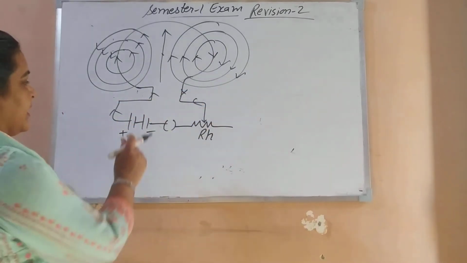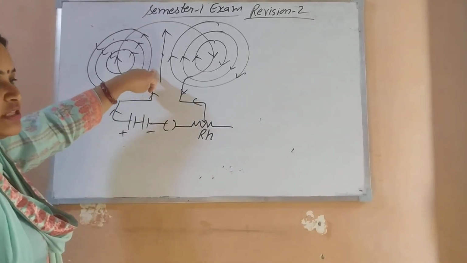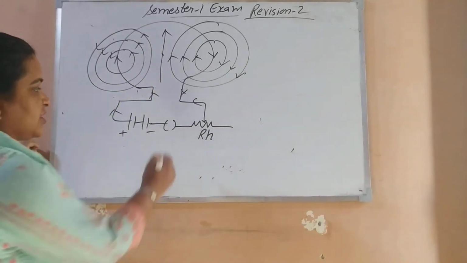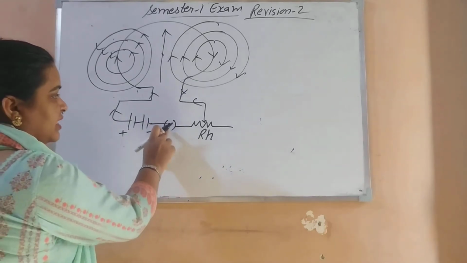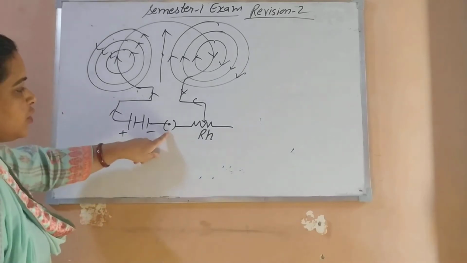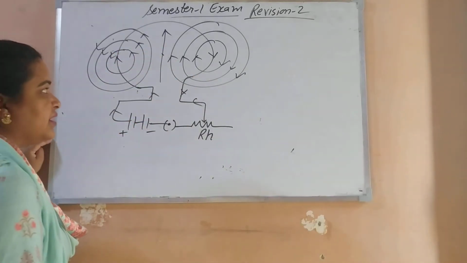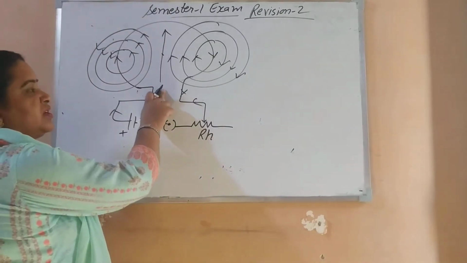If you change the direction by changing the battery terminal, then the direction of the field lines will also change. What does it mean? It is a must that you insert the key first, then only you are able to see the field lines. If you do not show the plugged key here, then you are not able to see any magnetic field line. At the center it becomes straight.